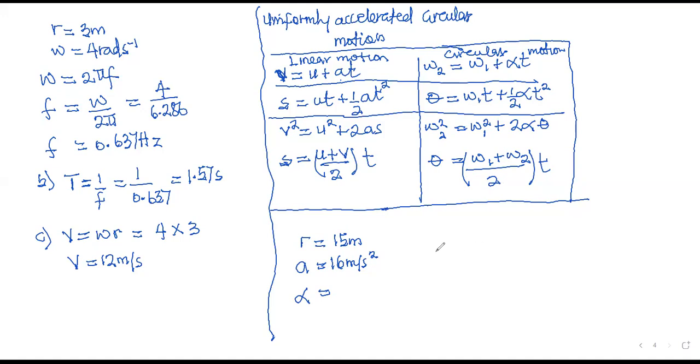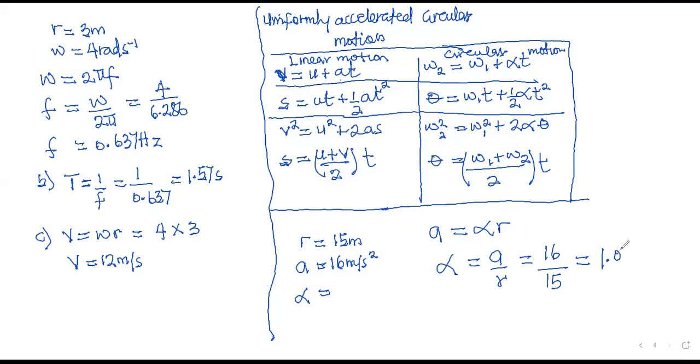1.067 radian per second. Okay, so here we use the link between linear acceleration and angular acceleration. A is equal to alpha times r. We are looking for alpha, and so alpha will be A on r. What is A? A is 16 meter per second squared divided by 15. So this would be 1 point... 1 point what?